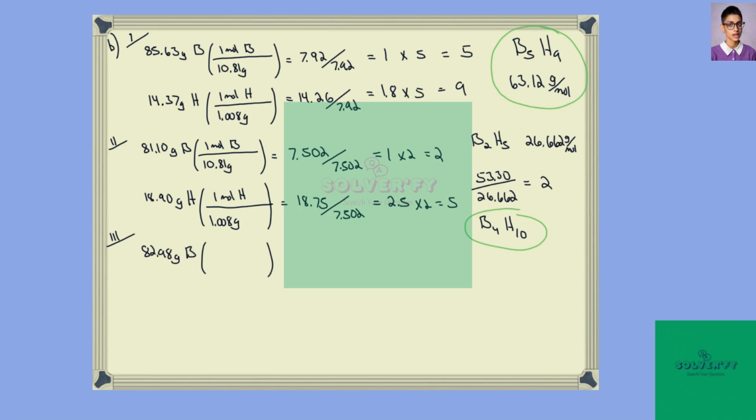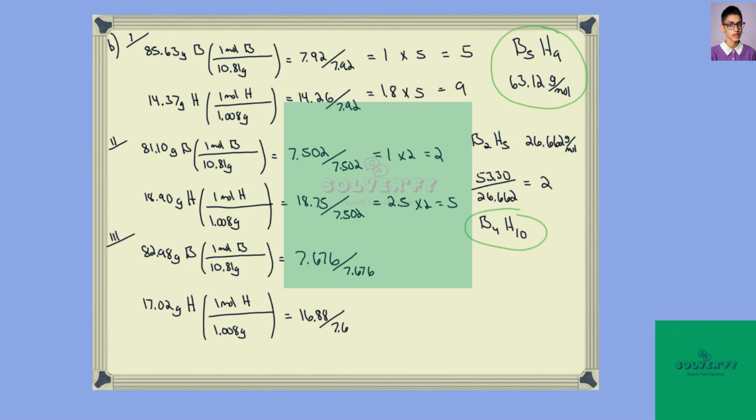So a 100 gram sample gives us 82.98 grams boron, which we can convert into moles boron by dividing by the molar mass of boron. And then what's left out of 100 is 17.02. We'll convert those 17.02 grams hydrogen into moles of hydrogen by dividing by the molar mass of hydrogen. And we get 16.88. So we have 7.676 moles boron for every 16.88 moles hydrogen.